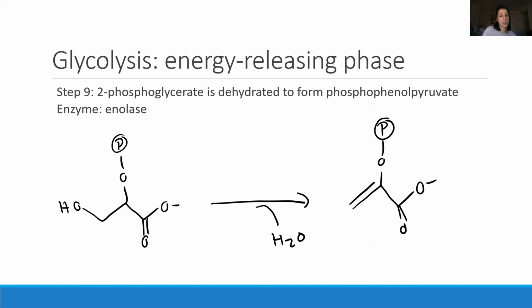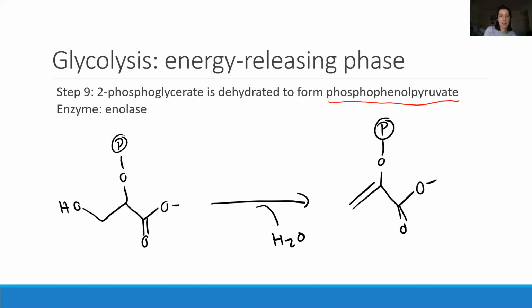This is our first and only dehydration step along the process. And it is going to form phosphoenolpyruvate. Again, this molecule is one I'm going to note. This is the penultimate molecule, the molecule right before we get to our last step, but it also is going to be a molecule that you see pop up in other pathways.